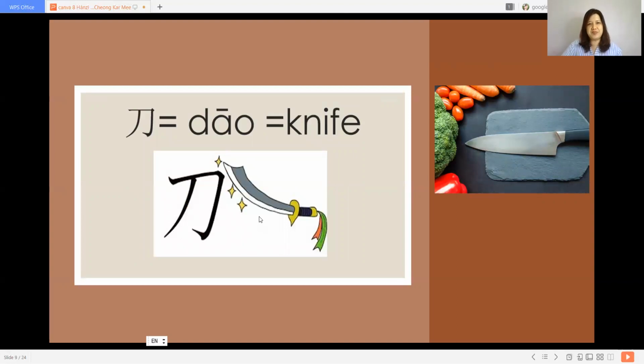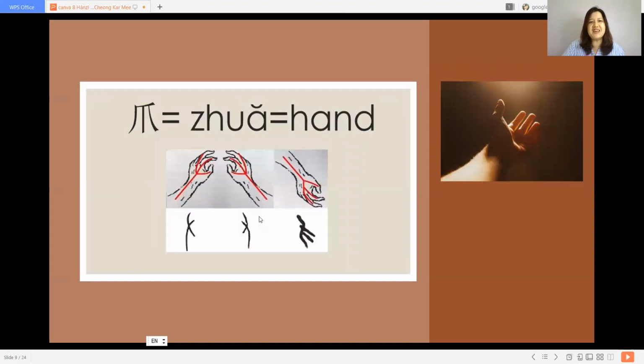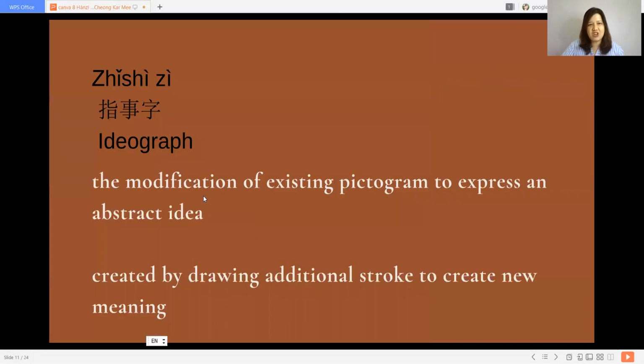How about this one? This one is dao, which means knife. It's quite similar to a knife. Next, this one is 爪. You put your hand like this. The original meaning of 爪 is actually animals' claws, but gradually it becomes hands. So 爪 means hands.